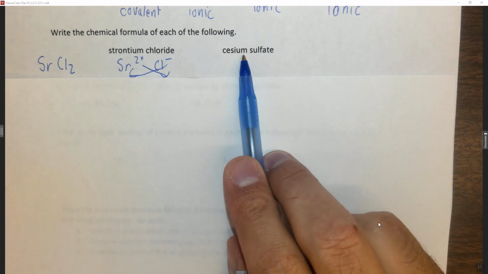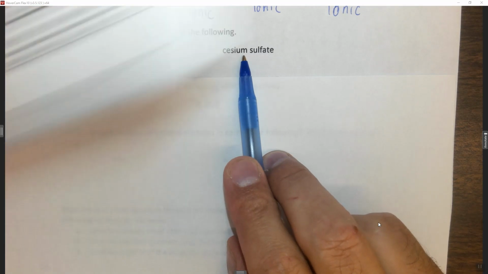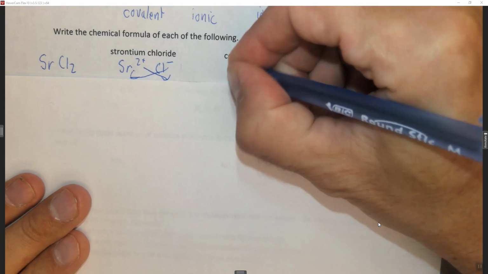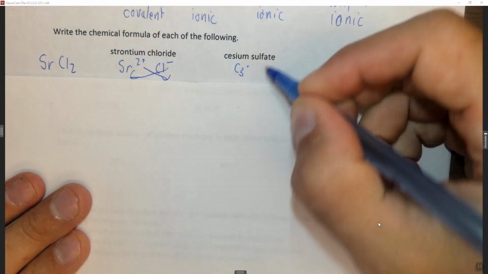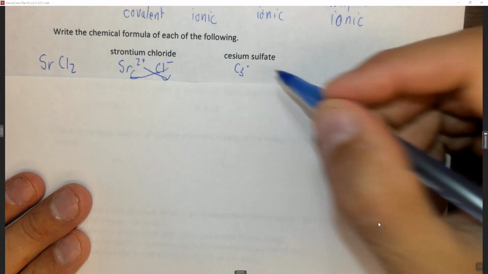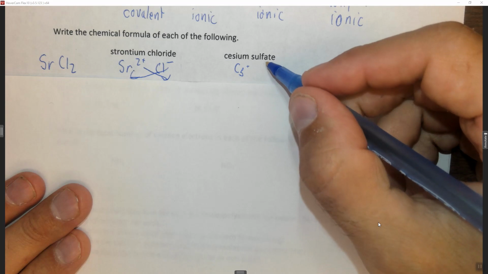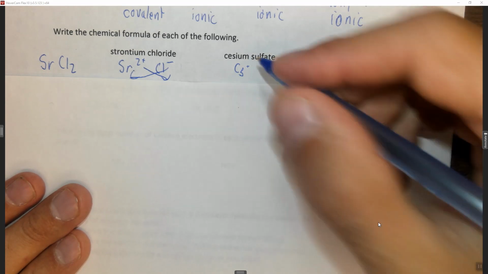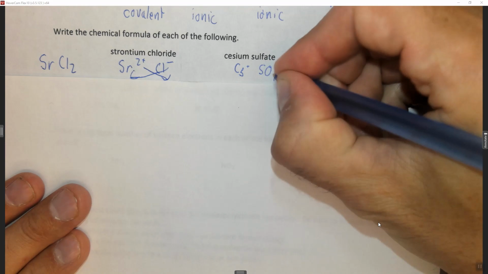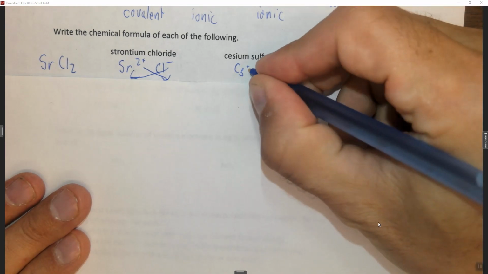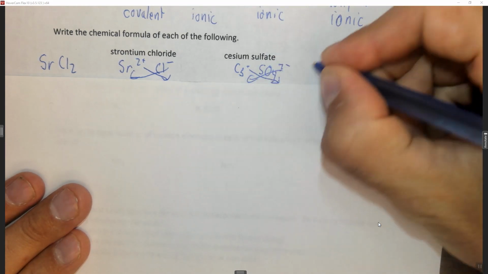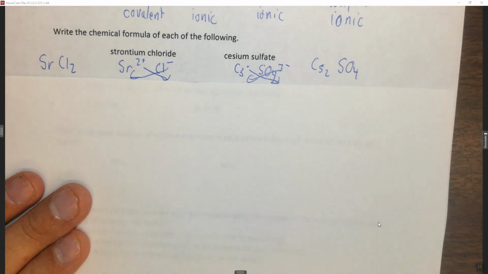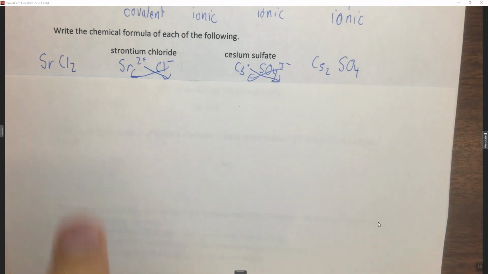If we look at cesium sulfate, so if we look on our periodic table, cesium is right here, so cesium is 1+. Sulfate would be much harder to draw out the Lewis structure of the polyatomic ion, but you just kind of have to know the polyatomic ions, and sulfate is SO4 2-. So we cross them here, and we get Cs2SO4 for the formula of cesium sulfate.